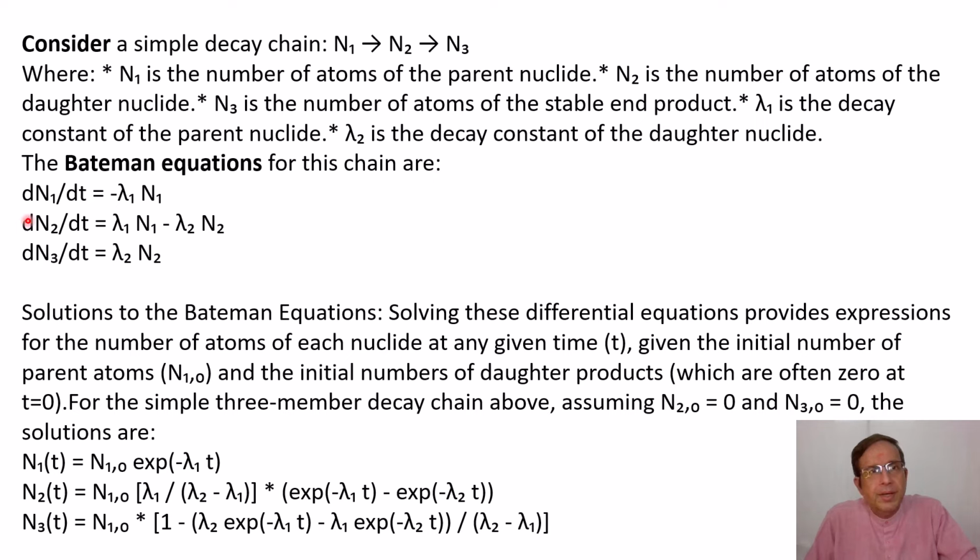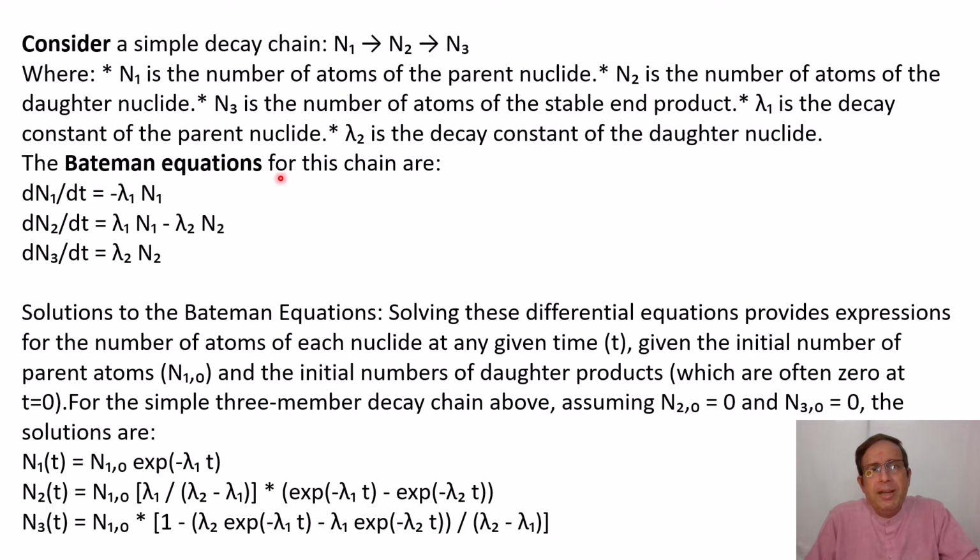So now dN1 by dt is given by minus lambda 1 N1, as I have told you earlier. dN2 by dt, again as I have told you in the previous slide, is lambda 1 N1 minus lambda 2 N2. And what about dN3 by dt? Basically dN3 by dt is simply equal to lambda 2 N2, because lambda 2 N2 is the decay of N2 with respect to time. So the formation of N3 is just equal to the decay of N2. So dN3 by dt is nothing but equal to lambda 2 N2.